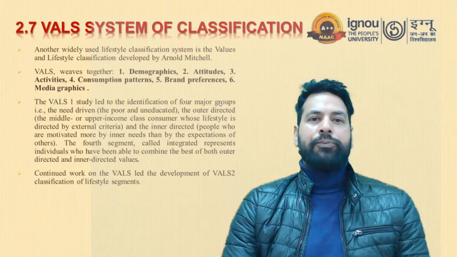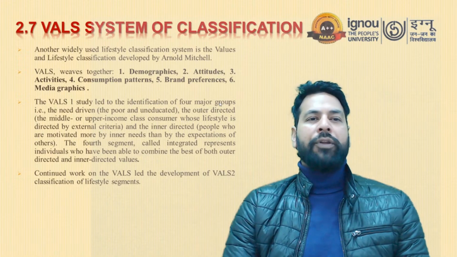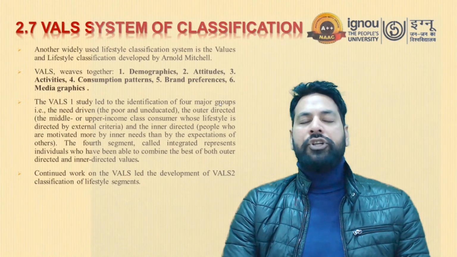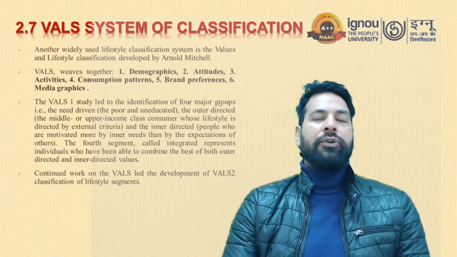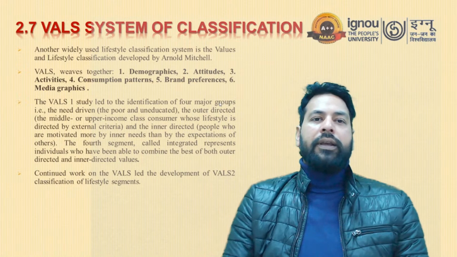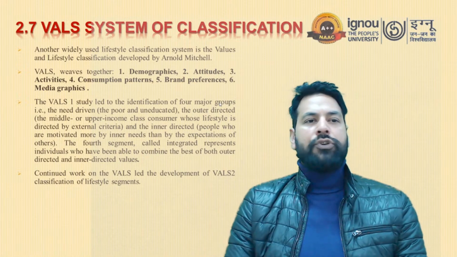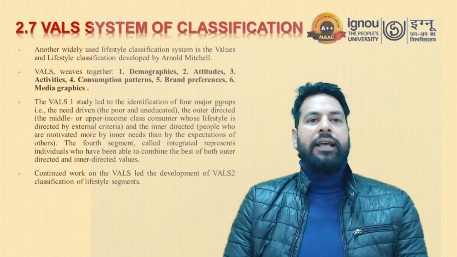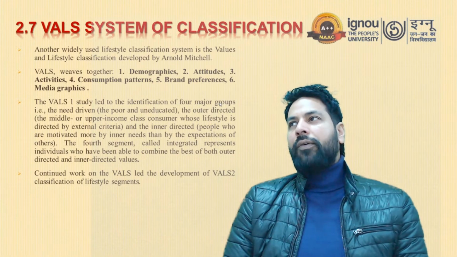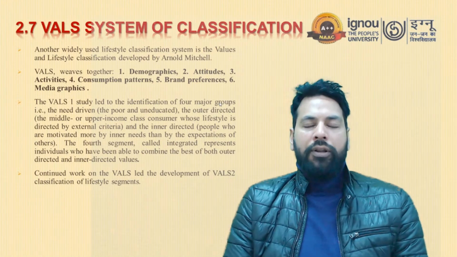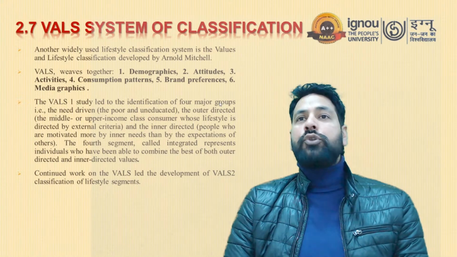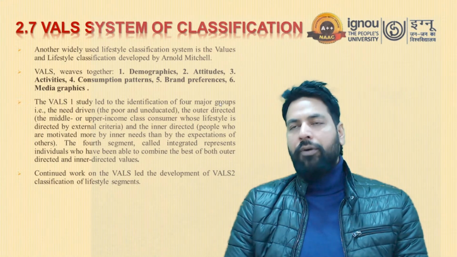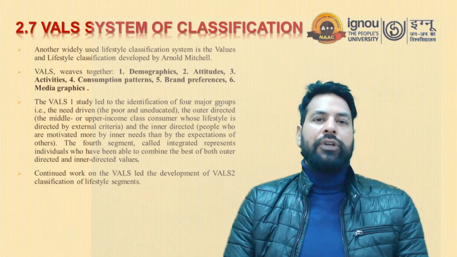Now, I just spoke about this, the system given by Arnold Mitchell, values and lifestyle. Now it has got 6 components if you see. Demographic, we already know. Attitude, your approach towards certain things. Activities, the things which I am involved in, maybe sports, maybe my office work. Consumption patterns, again we spoke about the heavy user, light user, medium user.